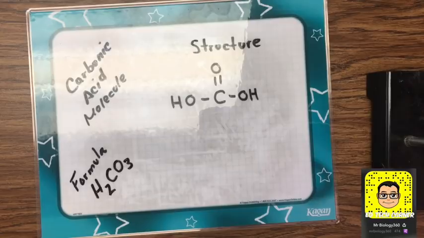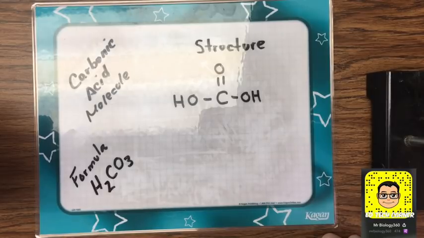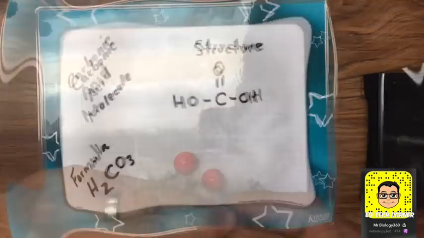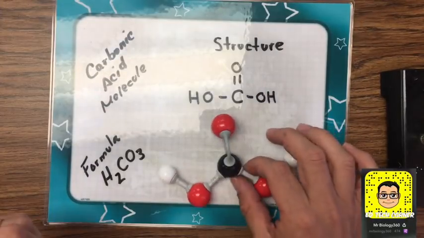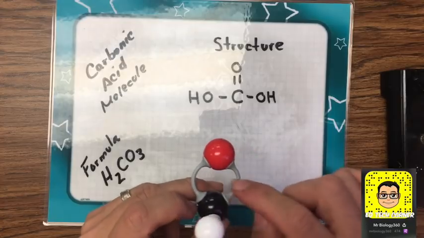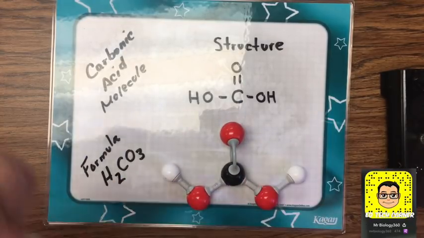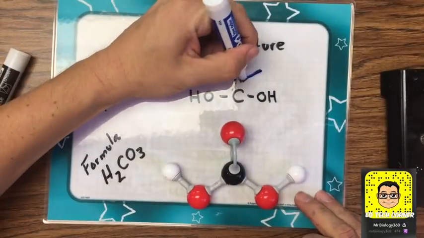This molecule is super, super important in our cells. You will read about this molecule in section 4 of our book. But now go ahead and take a little bit of time to pause the video and build carbonic acid. Now that your carbonic acid is complete, notice you should have a double bond here, and it's represented by this double line. So this is a double bond.